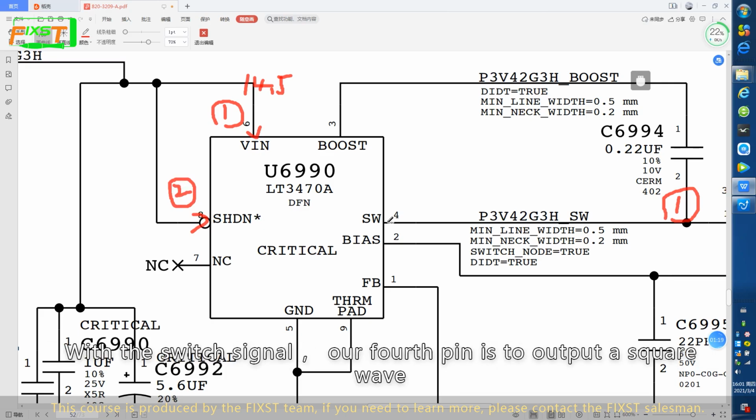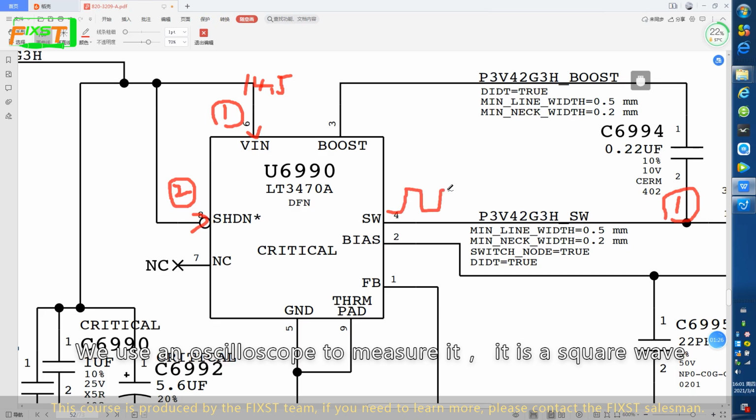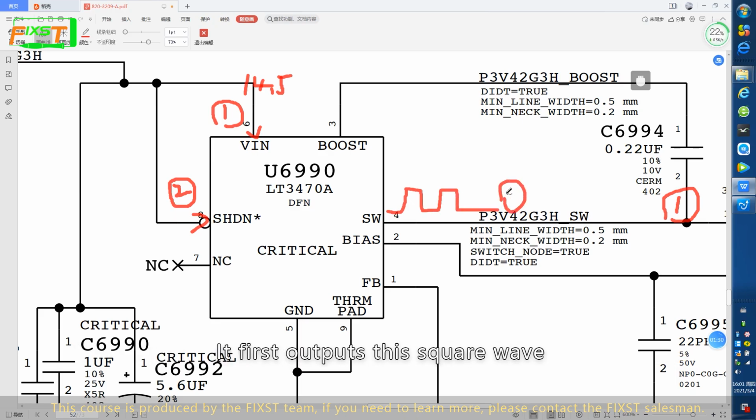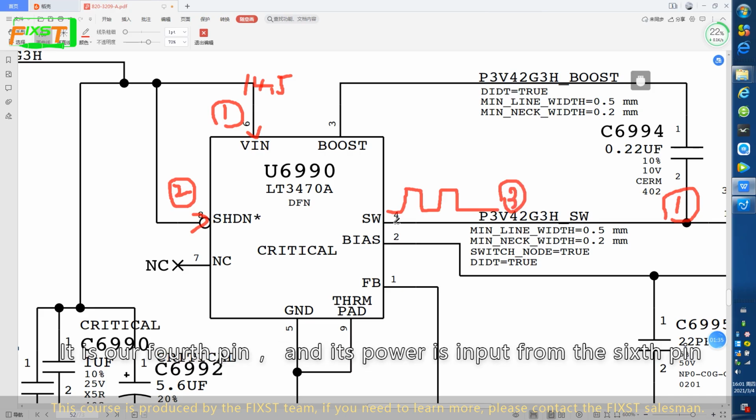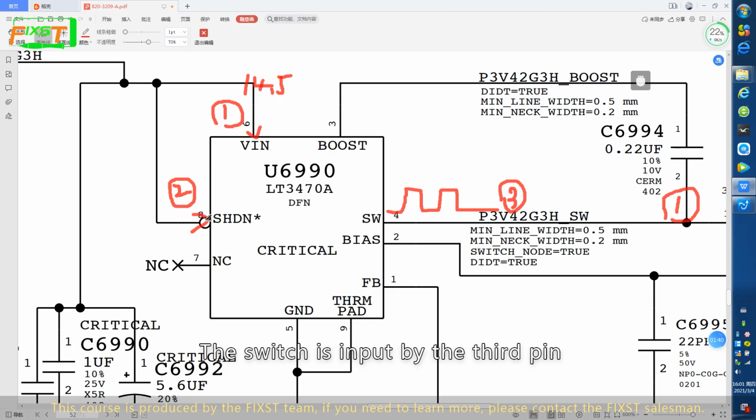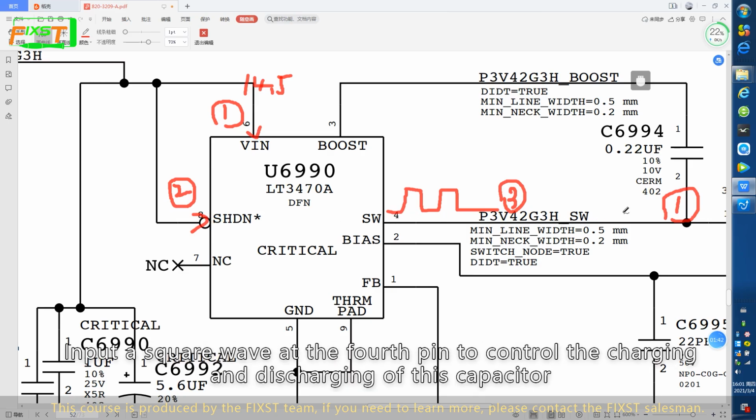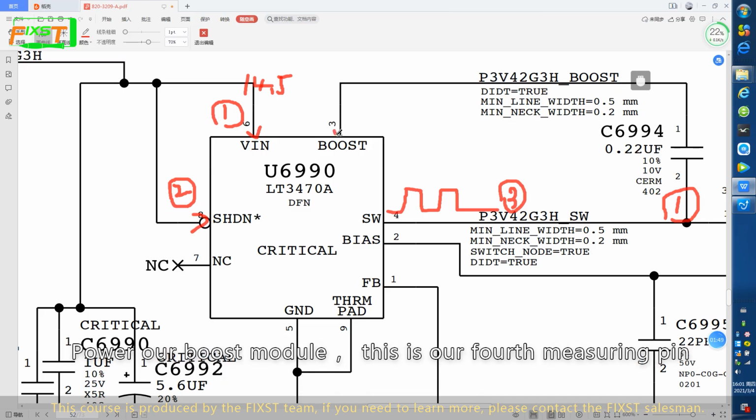With the switch signal, our fourth pin is to output a square wave. We use an oscilloscope to measure it. It is a square wave. It first outputs this square wave. This is the third step. It is our 4th pin and its power is input from the 6th pin. The switch is input by the 3rd pin. Input square wave at the 4th pin to control the charging and discharging of this capacitor. Power a boost module. This is our 4th measuring pin.